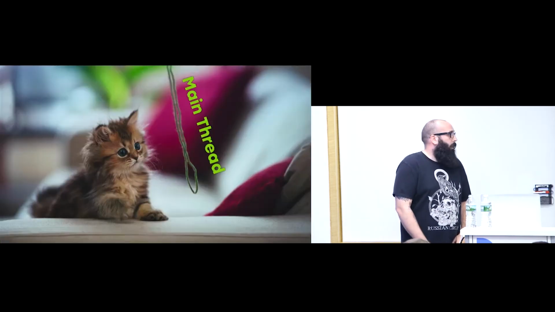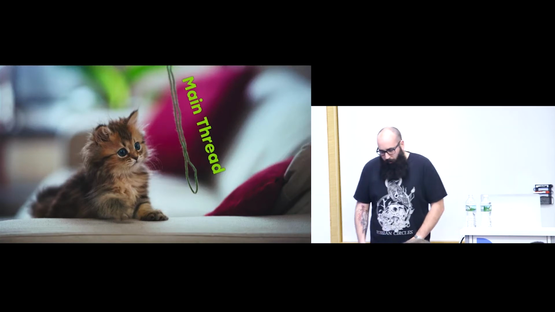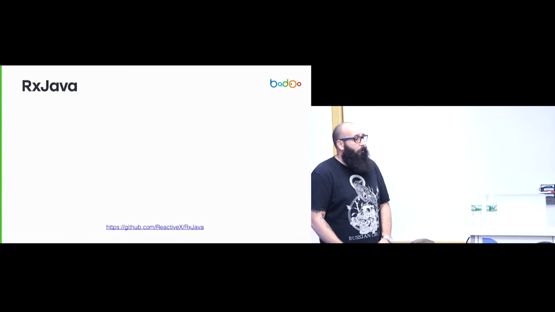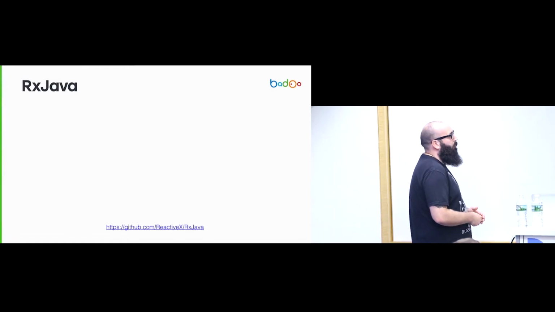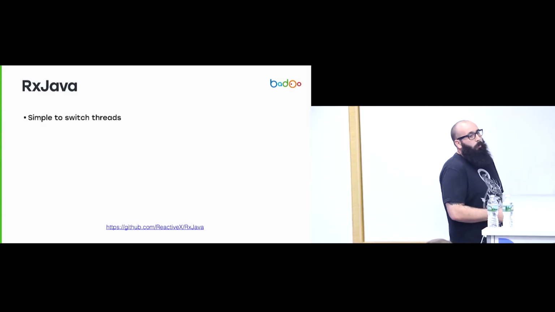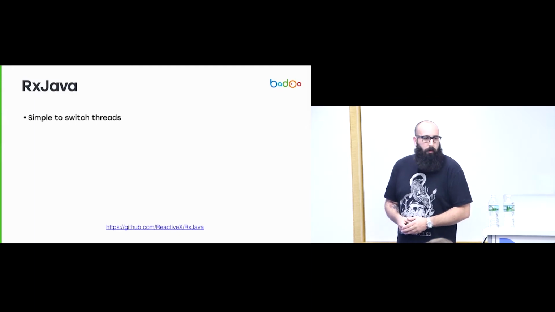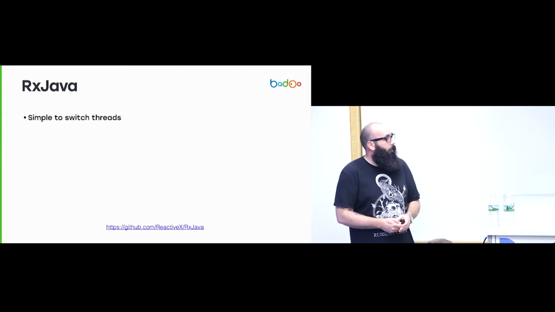So for threading, we had a look around and we looked at RxJava. Now obviously this isn't an RxJava talk, but I want to show you a quick example after this of why we used it. But mainly, it made it simple to switch threads. It was quite easy to just say, I want this to happen on the background thread, this to happen on the main thread.